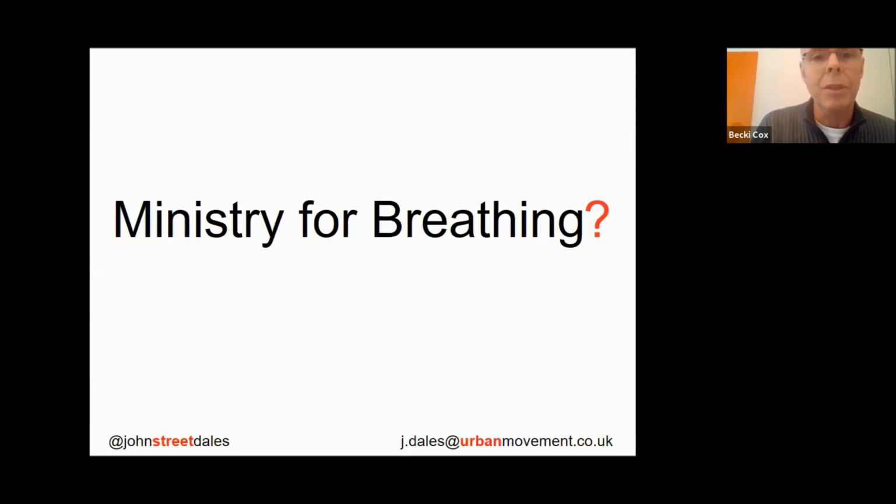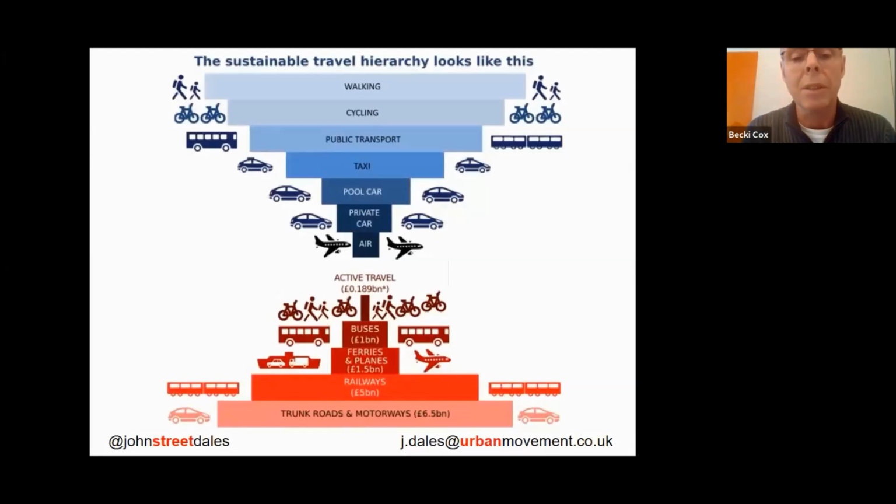And I found this infographic recently, which I think shows the problem we've got. At the top of it, you have your classic transport modal hierarchy, which virtually every transport policy statement in the land has, which is walking at the top and private cars very near the bottom.